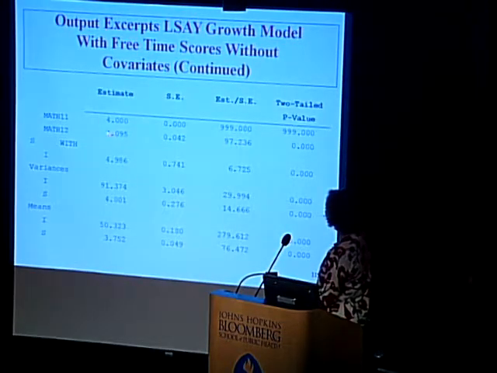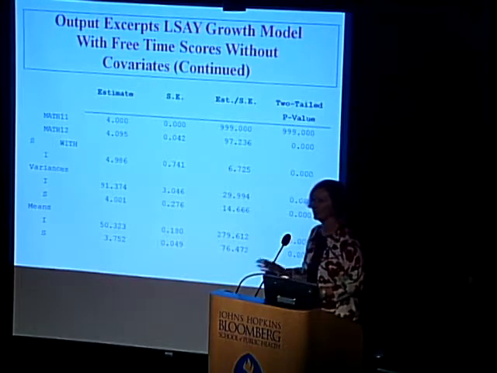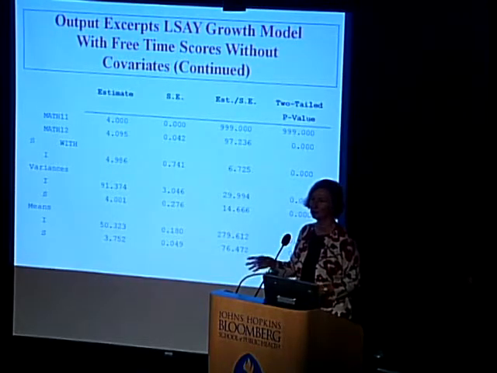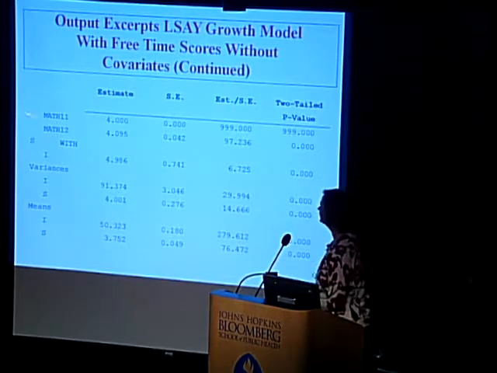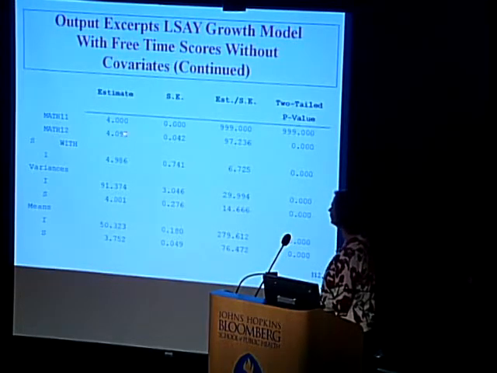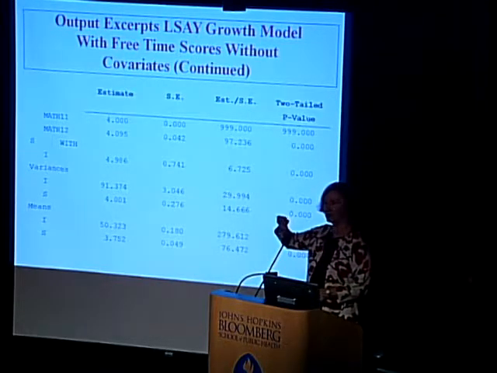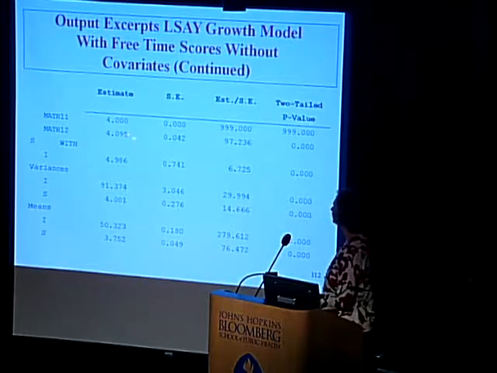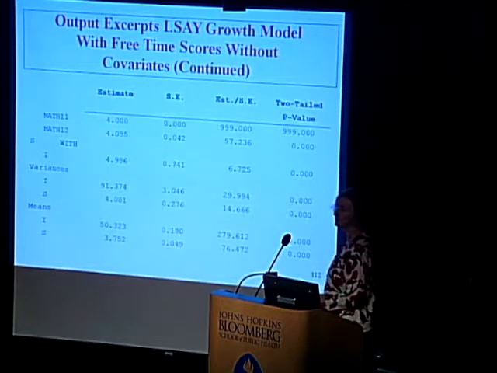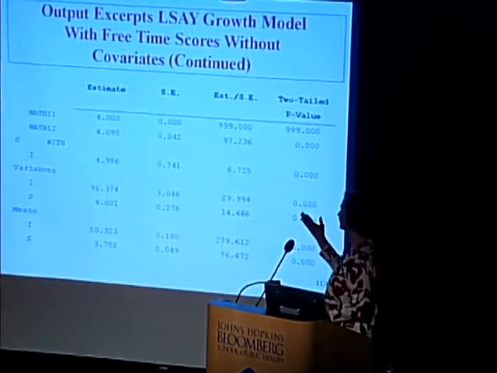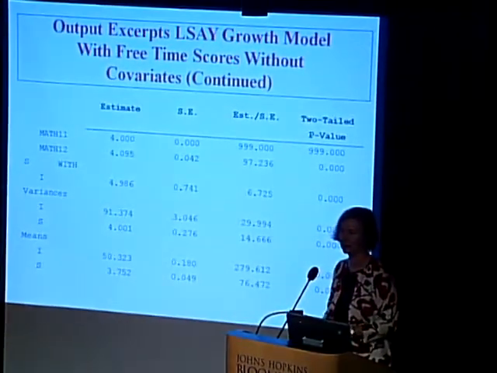And so it's 4.095. Now, the test of whether it's significant means that 4.095 is significantly different from 0. But what we're really interested in is whether 4.095 is significantly different from 4. So is there a significant difference between that change from 4 to 4.095? The way that we can figure this out is taking the difference between 4 and 4.095 and dividing it by the standard error 0.042, and if we do that, we'll see that the change is not significant.